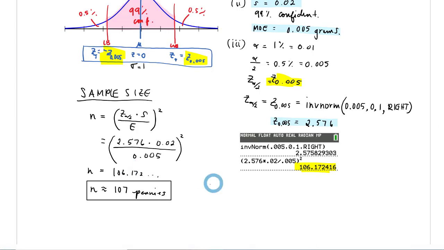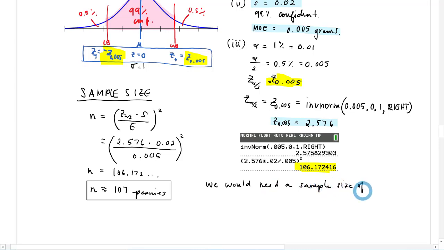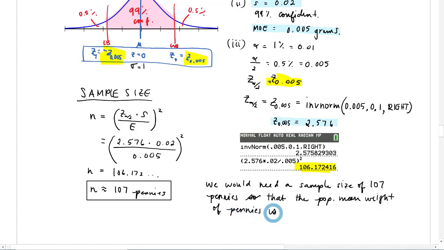So what this means is that we would need a sample size of 107 pennies so that the population mean weight of pennies is within 0.005 grams with 99% confidence.